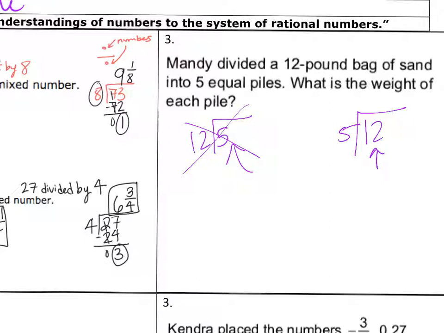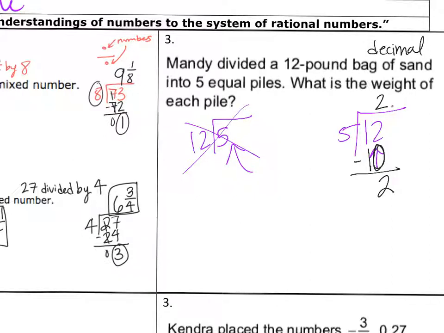So now we have 12 pounds divided up by 5 equal parts. So 5 goes into 12 how many times? 2, and that's 10. 12 minus 10 is 2. So we can either do this as a fraction or as a decimal. I want a decimal. If you need to, write it as a decimal. Okay? So I have 2 left over.